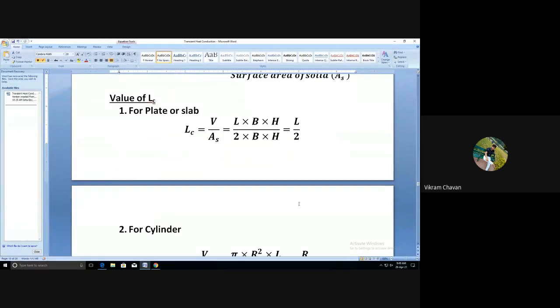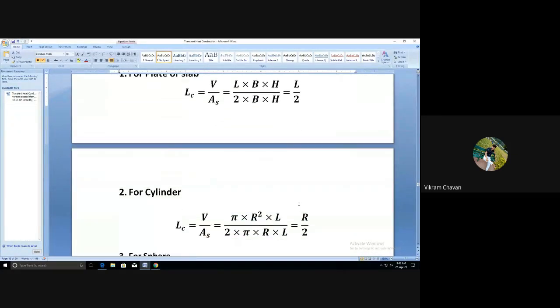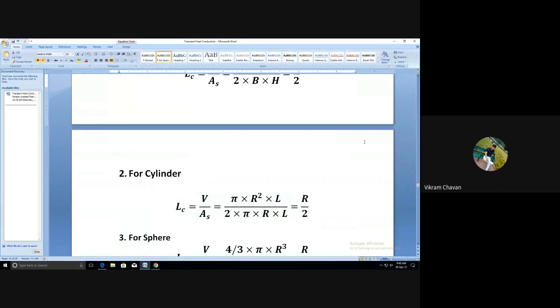Now, in a similar format, if you want to derive the characteristic length for the cylinder: the characteristic length will be the volume of the cylinder divided by the surface area of the cylinder. The volume of the cylinder is pi r square L, and the surface area of the cylinder is 2 pi R L. So in the case of a cylinder, the characteristic length we will get is R divided by 2.